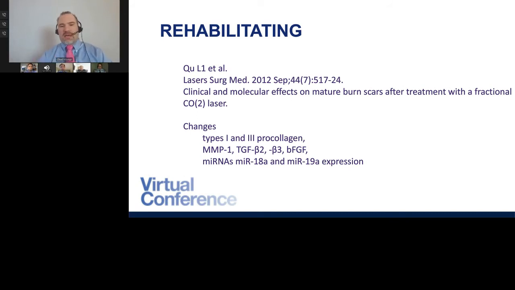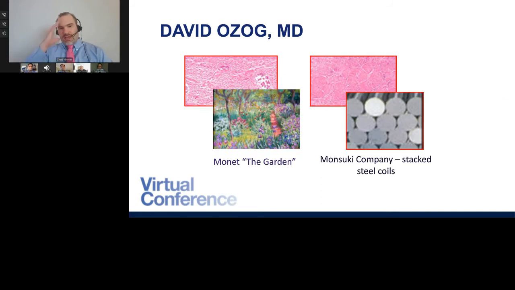And David Ozog has this great analogy to mentally put this in our head, where normally our skin likes to be the Monet garden. But yet with some of these scars, it's like these big steel beams, and they're very hard to move around. And so those are very important to understand. We're actually truly making things better.